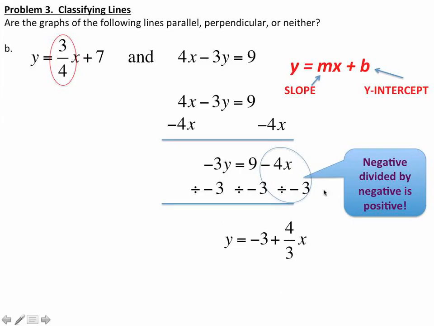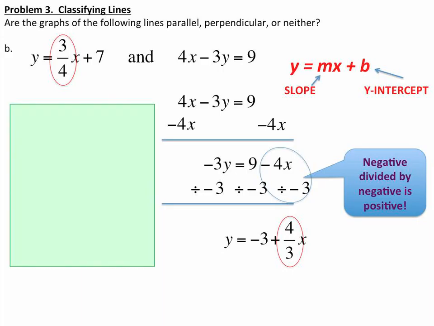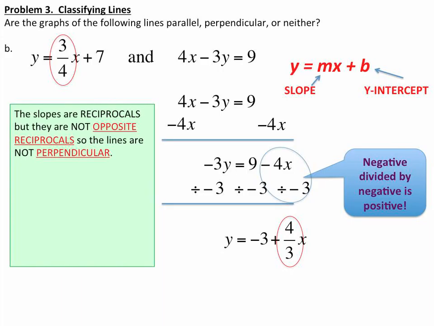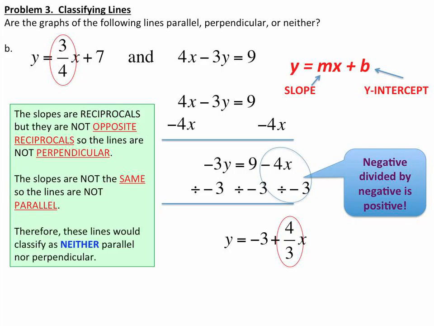Now this isn't quite in y equals mx plus b form. It's just flipped around these two parts. But it's important to note that this number right here is the slope. Okay? So if you compare your two slopes, 3 over 4 and 4 over 3, well, those numbers are not opposite reciprocals. They are reciprocals, but not opposite reciprocals. Both lines would be going up, so there's no way for them to be perpendicular and make a right angle. The slopes are not the same, right? So they're not parallel. Therefore, this one would be a neither problem. I mean, parallel, perpendicular, neither.